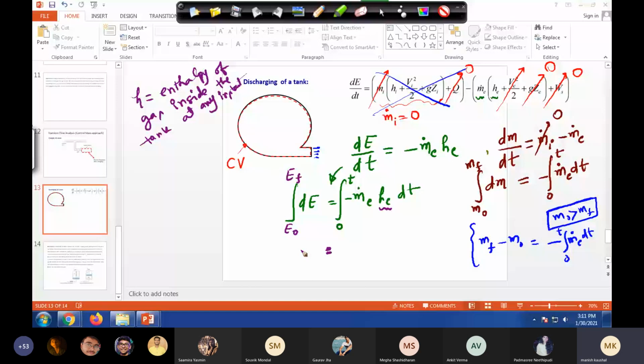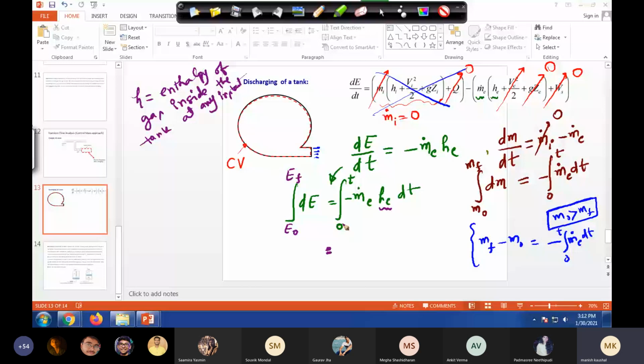Okay. So now here is a catch. Can we take this h e out? Because h e is also a function of time, according to me. I may make a mistake, so I'm just thinking. What do you guys think? Can we take h e out? It depends on the problem statement. Otherwise, this is the more general equation.